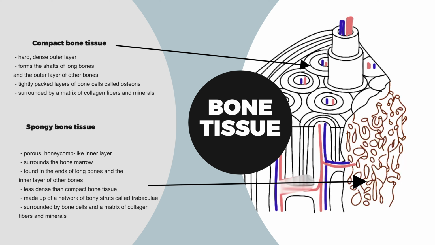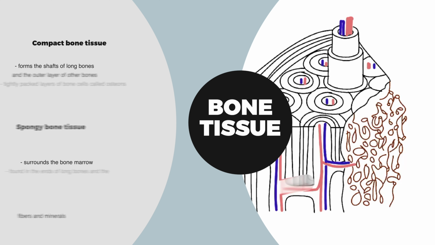Spongy bone tissue. This is the porous, honeycomb-like inner layer of bone tissue that surrounds the bone marrow and is found in the ends of long bones and the inner layer of other bones. Spongy bone tissue is less dense than compact bone tissue and is made up of a network of bony struts called trabeculae, which are surrounded by bone cells and a matrix of collagen fibers and minerals.